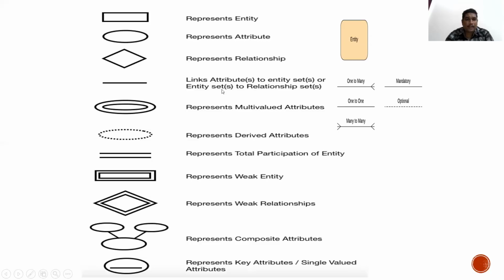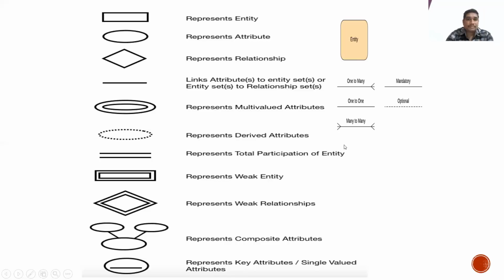If there is a link from one entity to another, we represent the mapping constraints. This is one to one, represented like this. One to many is represented with an arrow symbol. Next, many to many. If it is many to one, the arrow comes here on the one side, and there is no arrow on the many side. If participation is optional, we represent it with a dashed line.